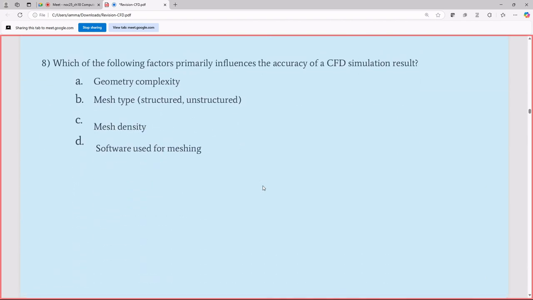Moving on to next question. Which of the following factors primarily influences the accuracy of CFD simulation results? The question is asking which of the following factors influence the accuracy of CFD simulation results. Options are option A, geometry complexity, option B, mesh type, that is structured or unstructured, option C, mesh density, option D, software used for meshing.